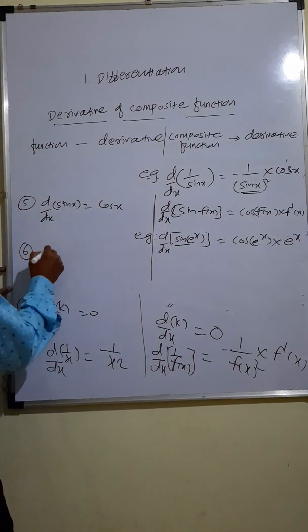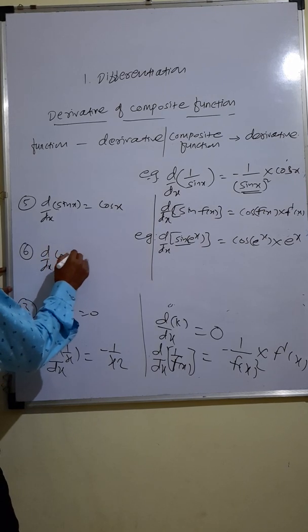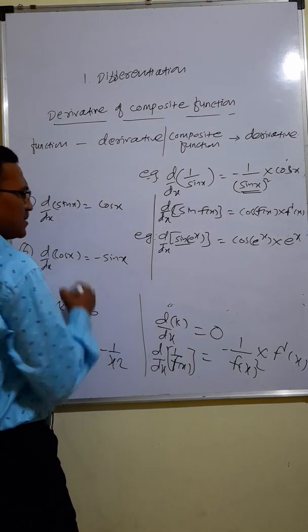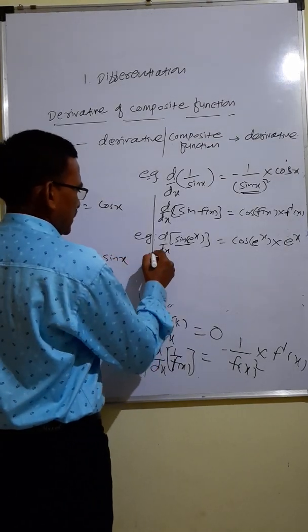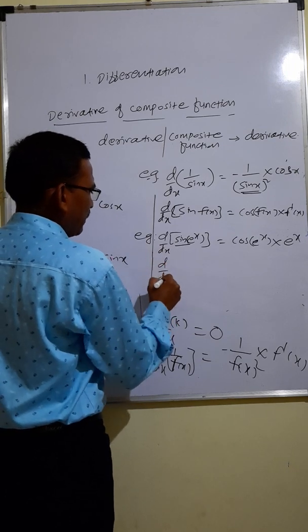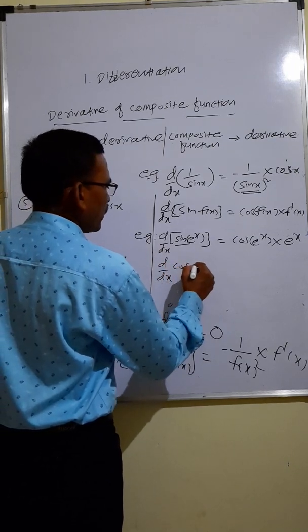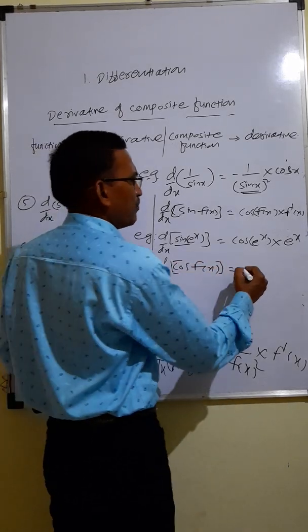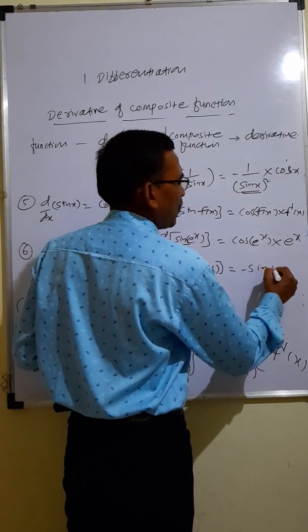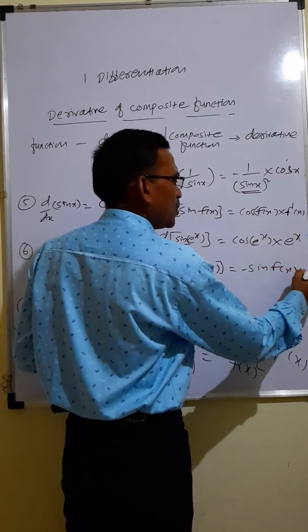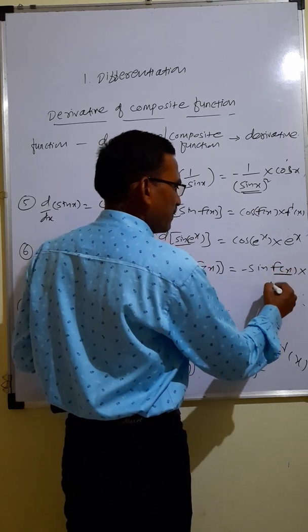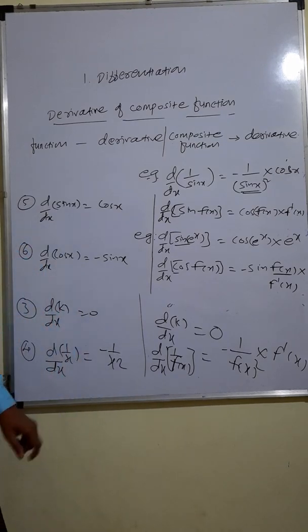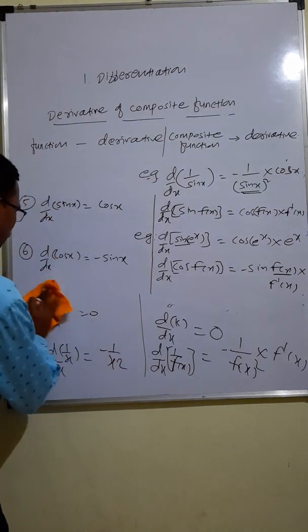Next standard function, the derivative of cos x. We know that the derivative of cos x is minus sin x. In the same way, the derivative of the composite function cos of f of x is equal to minus sine of f of x into, by chain rule, the derivative f dash x. So we take examples of this composite function cos of f of x again.